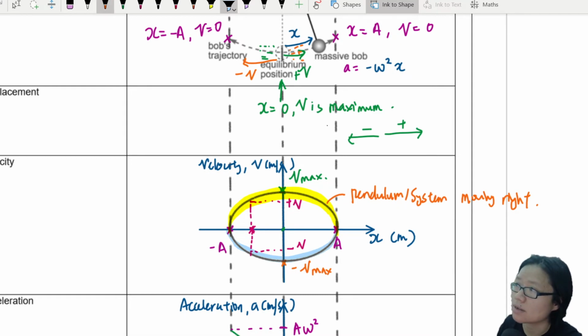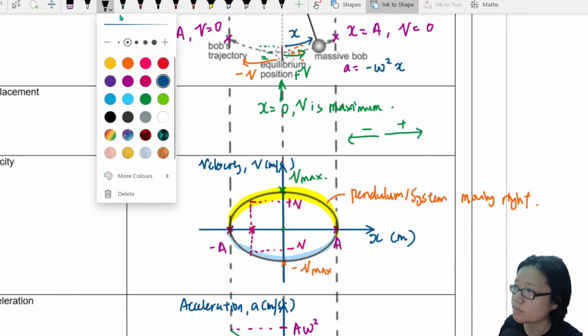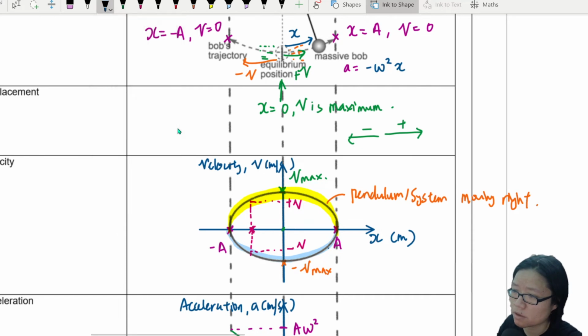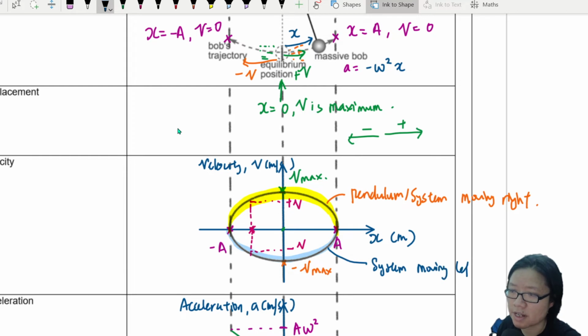Whereas everything that's in the negative portion here, we can say that the system is moving, the motion is in the left direction. Okay, so that will be the interpretation of the graph.